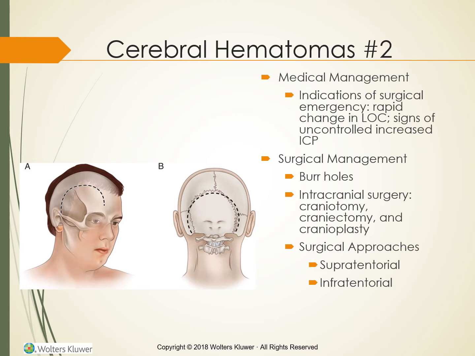So intracranial surgery consists of 3 possible procedures. We have a craniotomy, a craniectomy, and a cranioplasty. A craniotomy is a surgical opening of the skull to gain access to structures beneath the cranial bones. It's used to remove a blood clot or a tumor. We can stop intracranial bleeding or repair damaged brain tissues or blood vessels. A craniectomy is a removal of a portion of the cranial bone.